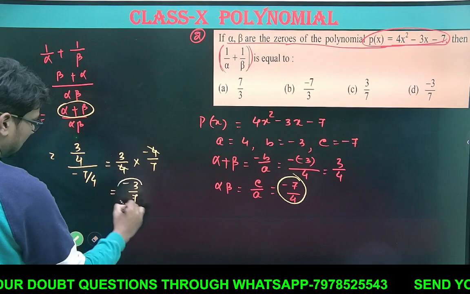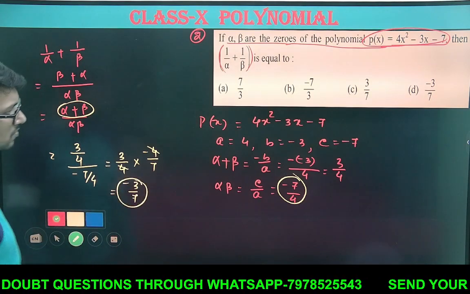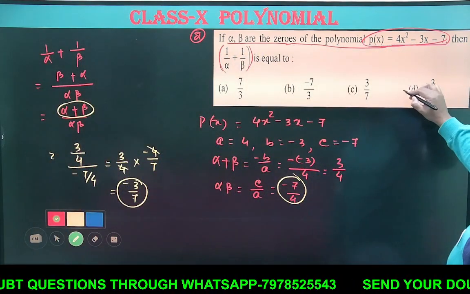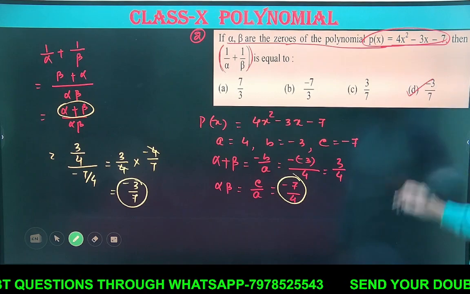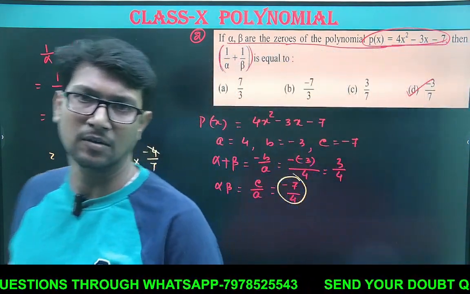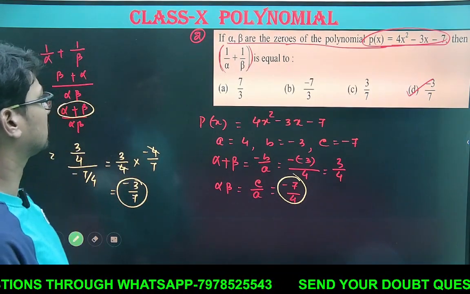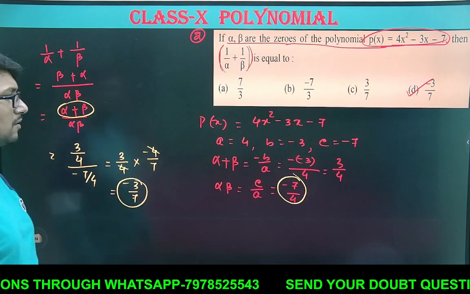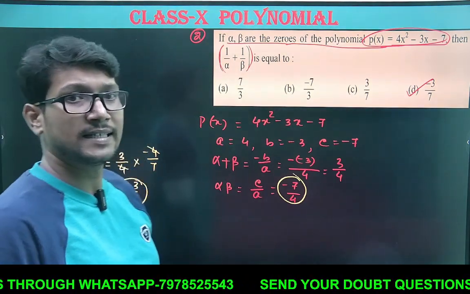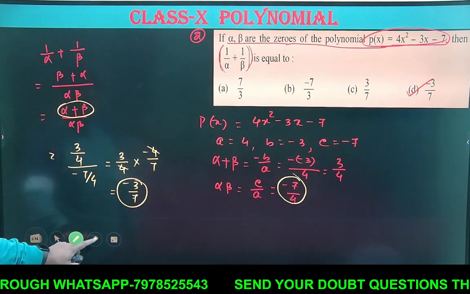This is our right answer. Now check in the options which one is correct. Minus 3 by 7 is D. Option D is correct. I hope everybody is clear now, and solve it yourself. So now you can pause the video and write. Okay? Let us move to the next question.